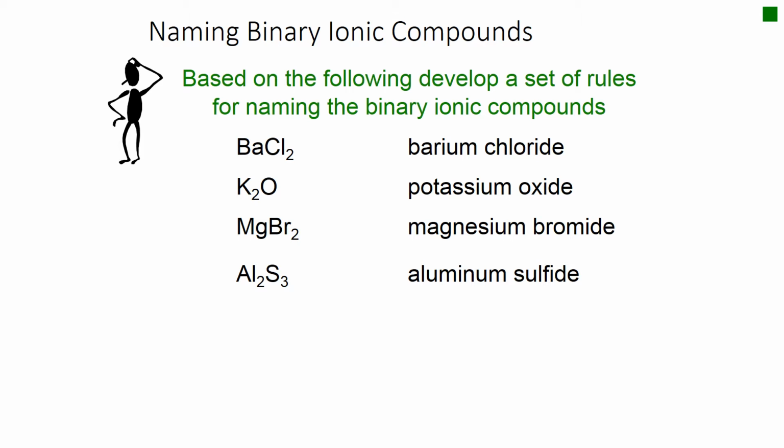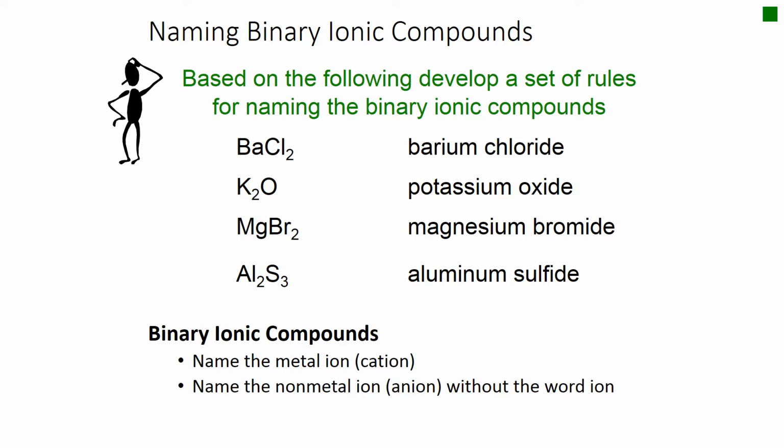Okay. Hopefully you've thought about this for a minute or two. This will help you to really engage and to really follow what's coming next. Okay, so let's look at the basic steps. The first step is basically naming the metal ion or the cation. So barium is the metal ion, okay?